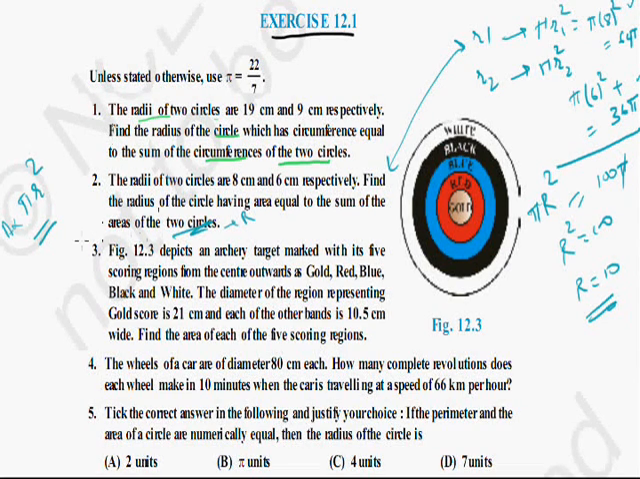Or you can say 8 square plus 6 square equal to 10 square. Here is the Pythagoras theorem. We have used the Pythagoras theorem. Its use here is 8 square plus 6 square equal to 10 square. You can think in that way.